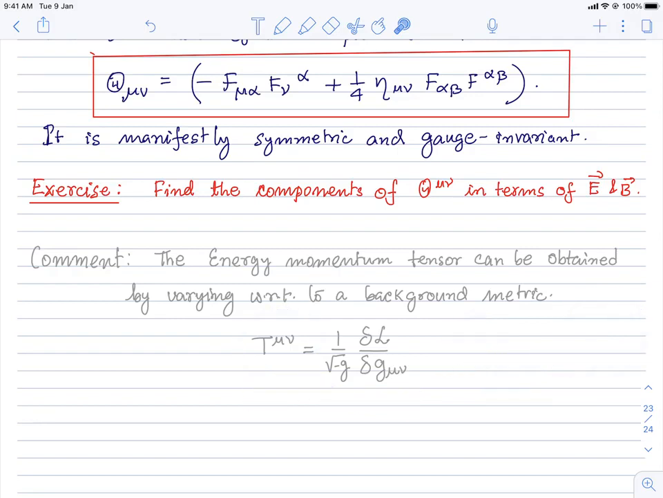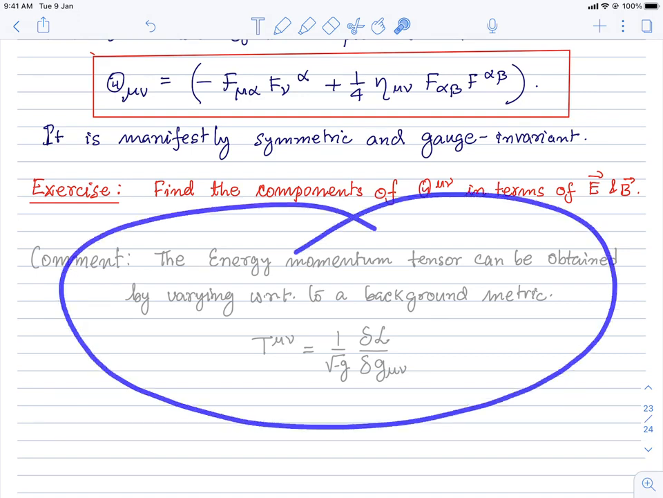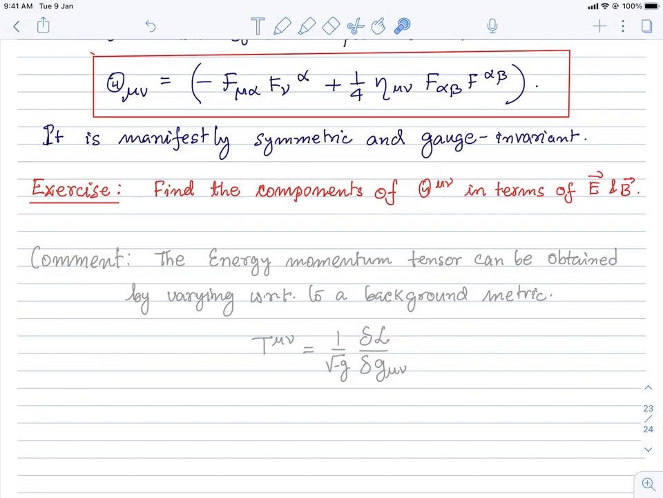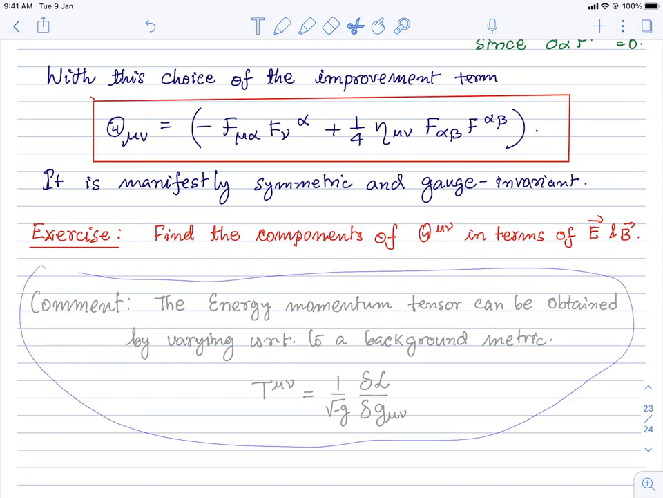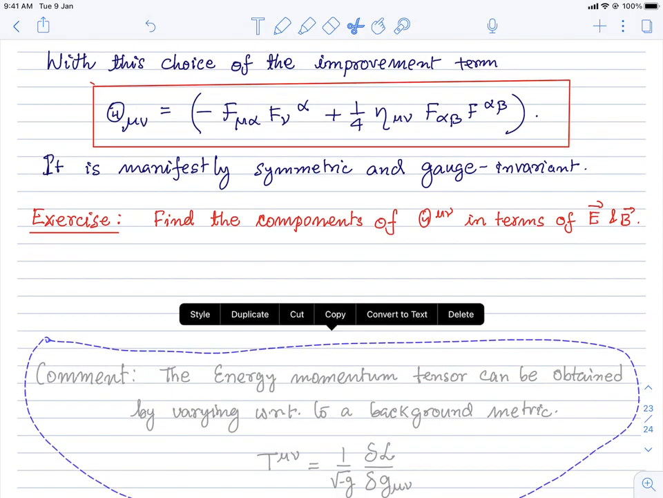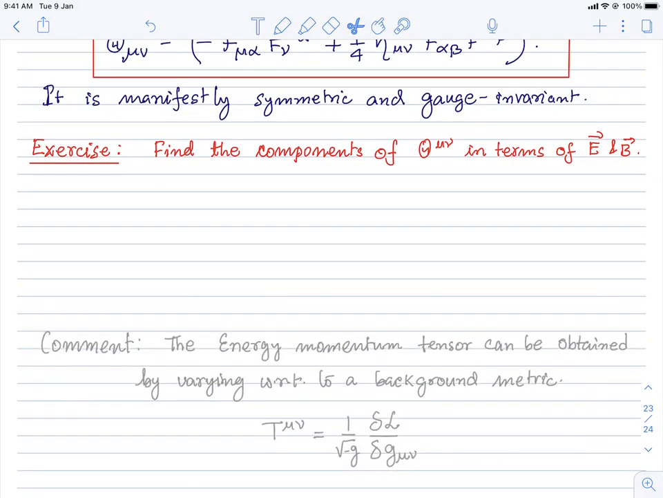But then again, when you do a GR course, you will learn all about it, and therefore I'm not getting into the details of this. So finally, I would like to leave you with this exercise of taking the components of this and writing it out in terms of the E and B fields. So this I'm leaving as an exercise. You might want to do this. I'm sure you might take a guess of what the answer might be.